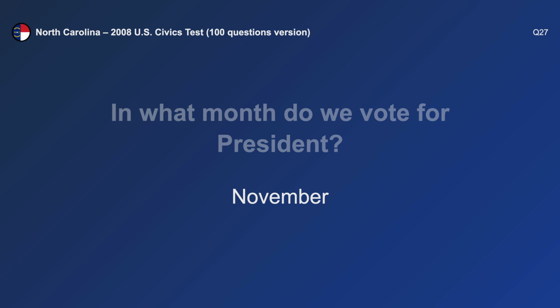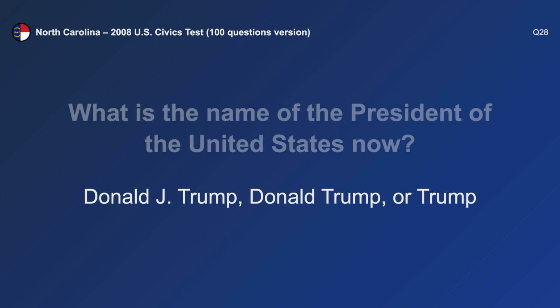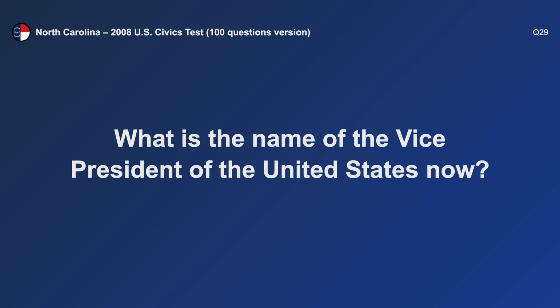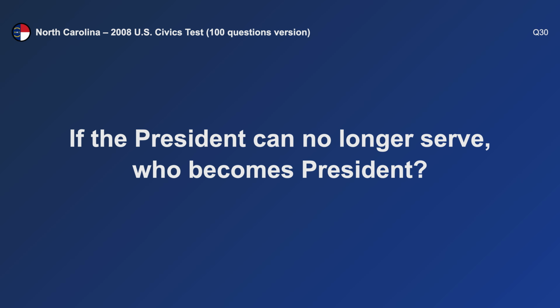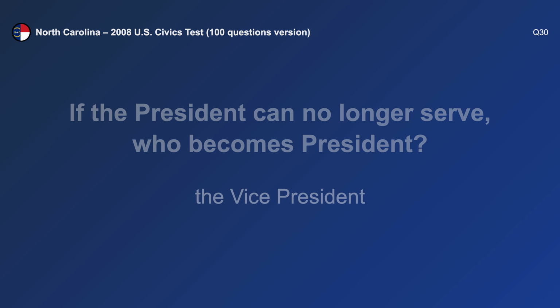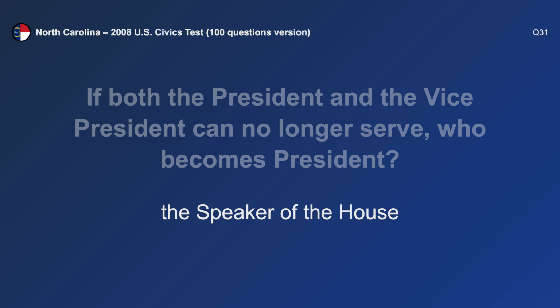In what month do we vote for president? November. What is the name of the President of the United States now? Donald Trump. What is the name of the Vice President of the United States now? J.D. Vance. If the president can no longer serve, who becomes president? The vice president. If both the president and the vice president can no longer serve, who becomes president? The Speaker of the House.